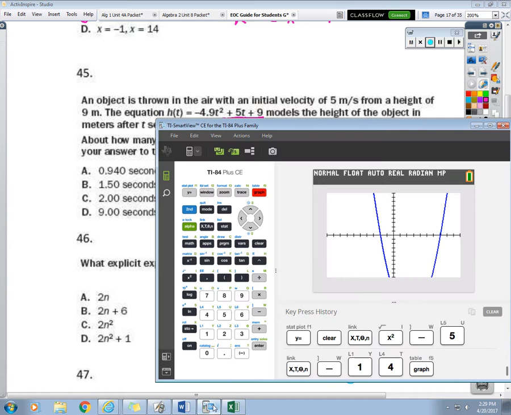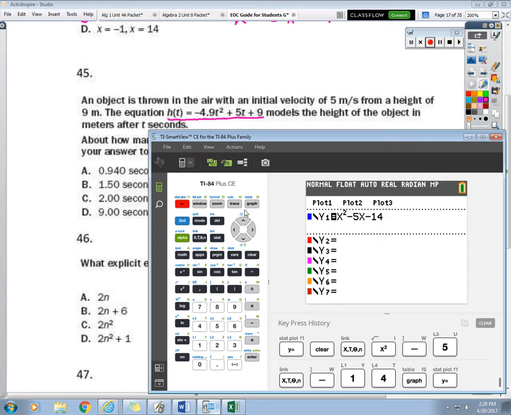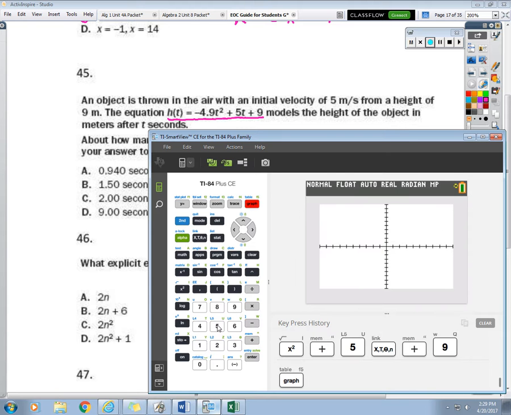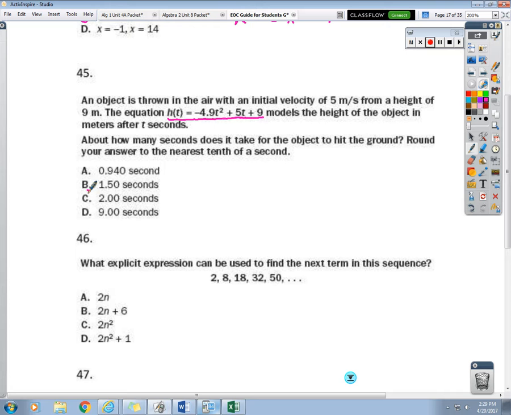Okay, so let's graph it. Y equals negative 4.9 t squared plus 5t plus 9. Okay? We see it go up in the air. Over here, -1 is not really relevant in terms of this word problem because this is in seconds. And can you have -1 seconds? Where does the other side hit the ground? 2. So the answer is C.